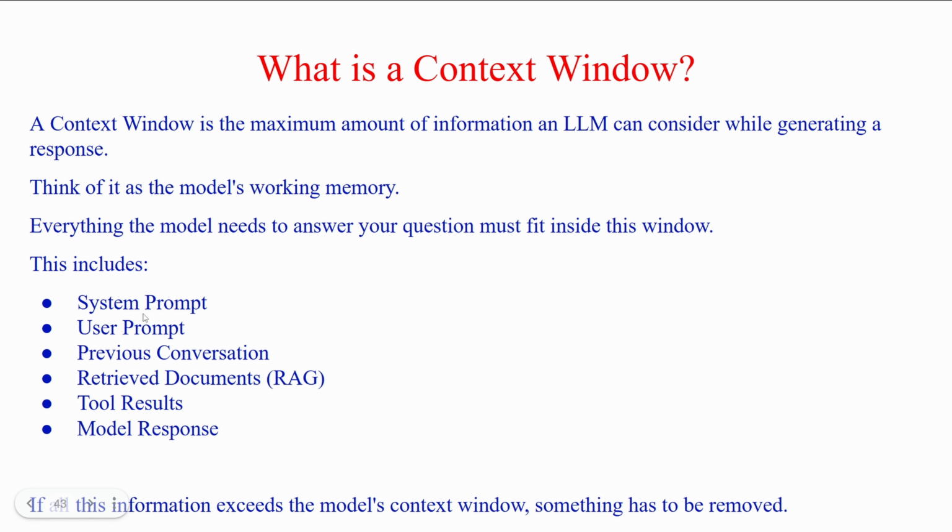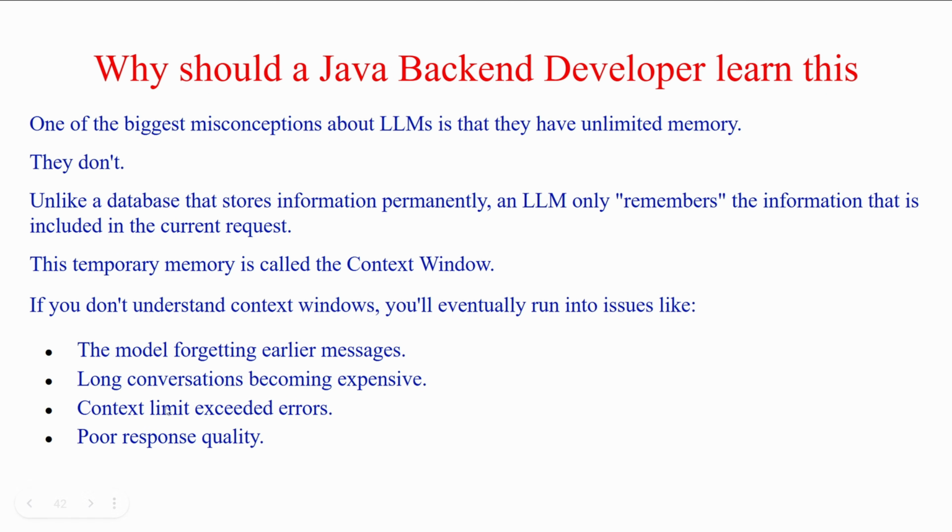This includes your prompt. We have seen prompt engineering in previous videos, right? So your user prompt, your system prompt, your previous conversations, RAG, everything should be included in your context window. Even the response should also be in the context window, because that response may become the request input for the next chat you do. So if all this information exceeds the model's context window, the temporary memory, then either you have to remove something or you will get exceptions, like a very long conversation with expensive stuff, or your memory has reached the limit.